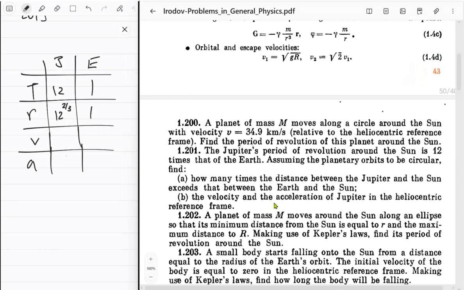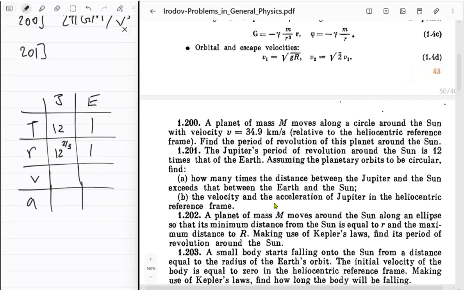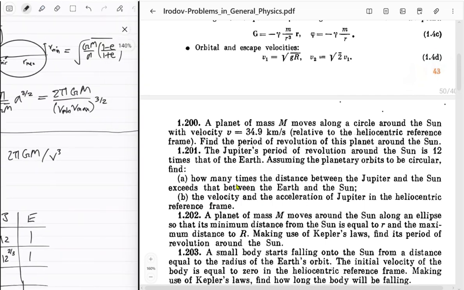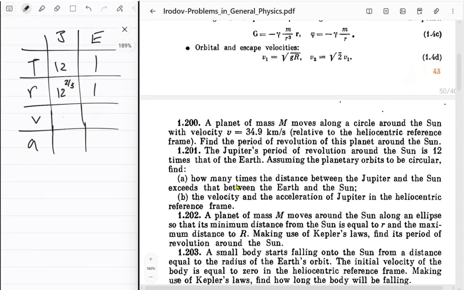Should we actually do that in terms of acceleration? Not really, there's no point in doing it. So what is v? You've got the T relation, and it's going to be v cubed proportional to 1 upon T, so v is proportional to 1 upon T to the power 1/3. So you get 1 is to 12 to the power 1/3. And the acceleration is 1 upon r squared, so you get 1 and then 12 to the power 4/3. This table is enough.